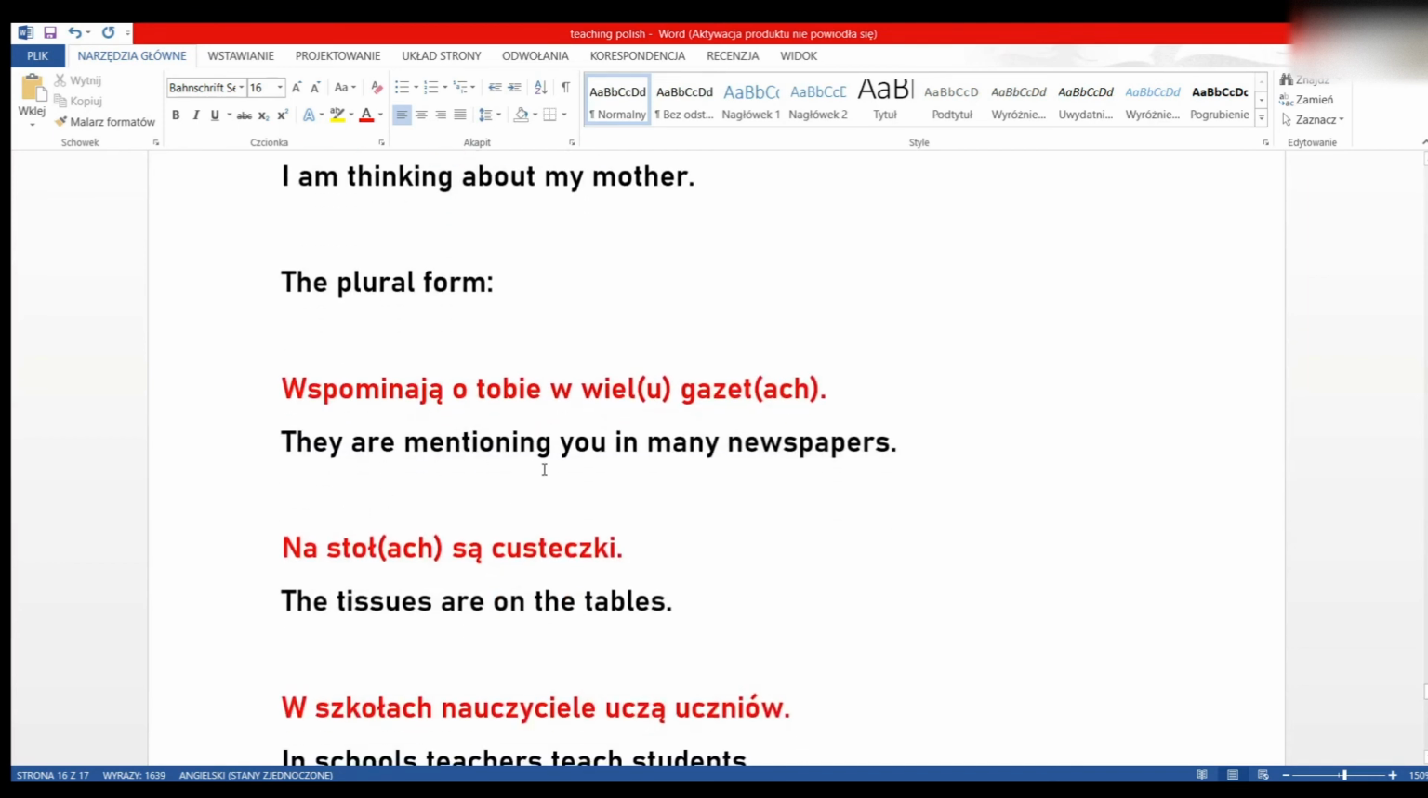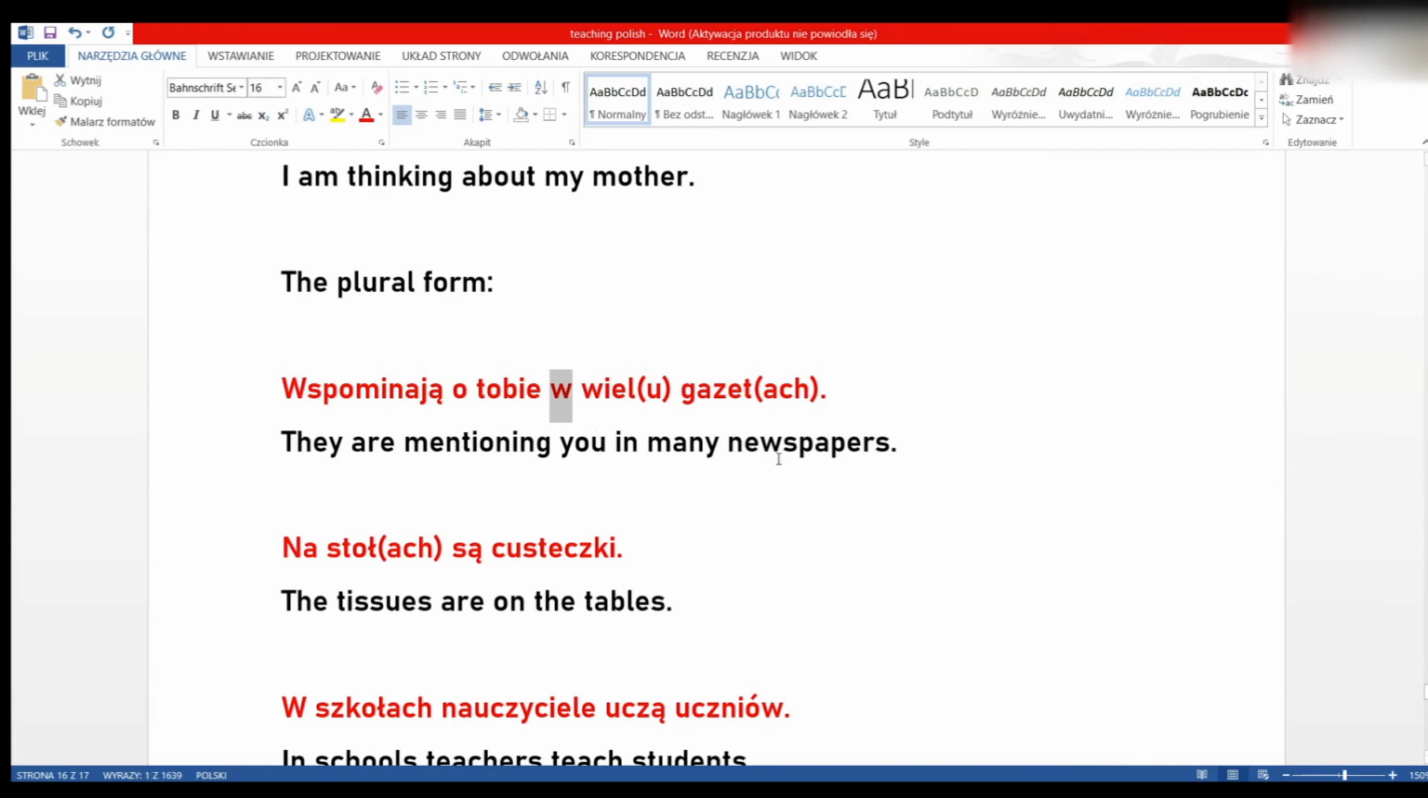They are mentioning you in many newspapers. Wspominają o tobie. We're going to talk about this in other videos. Don't worry about it. W wielu gazetach. Actually, what we are talking about today is the hardest thing for me in Polish. If you just understand this, or watch it again and again till you understand, it's going to be like the essence of this language.